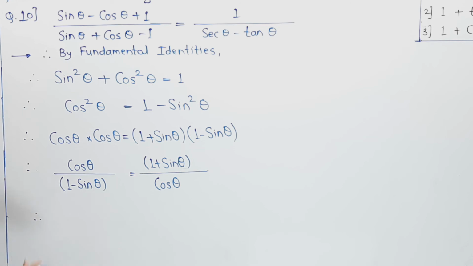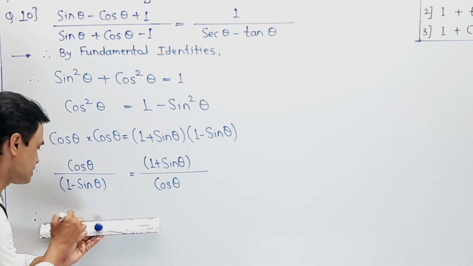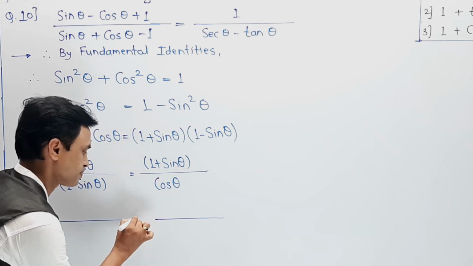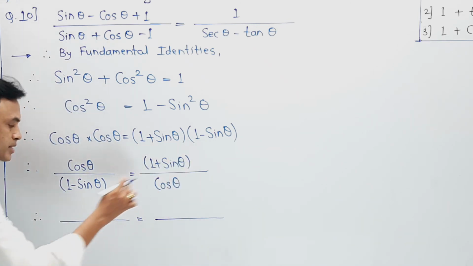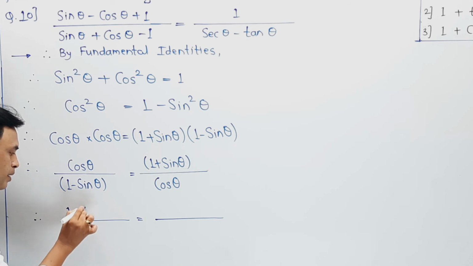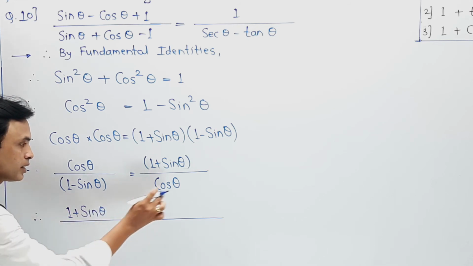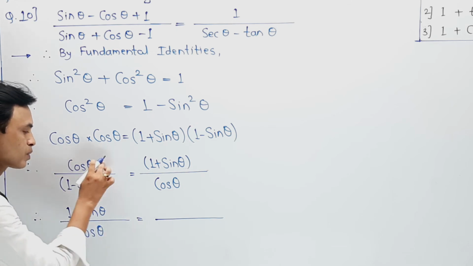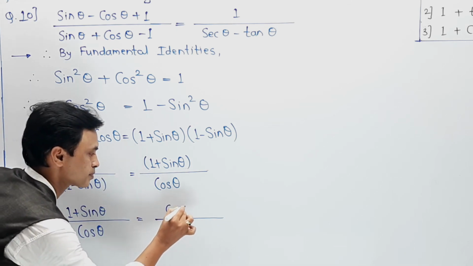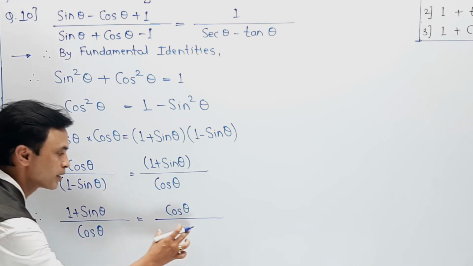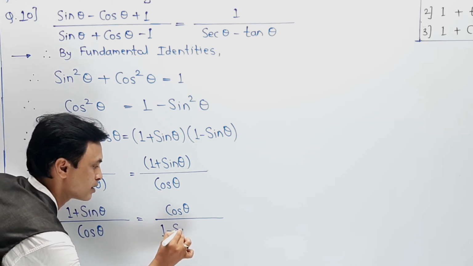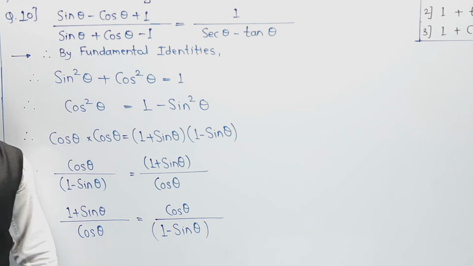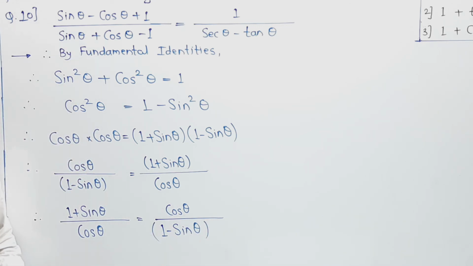Here I am going to interchange these two parts in terms of sequence. Here I am writing 1 plus sine theta divided by cos theta is equal to cos theta divided by 1 minus sine theta. And the next part is, we have to use the theorem of equal ratio.